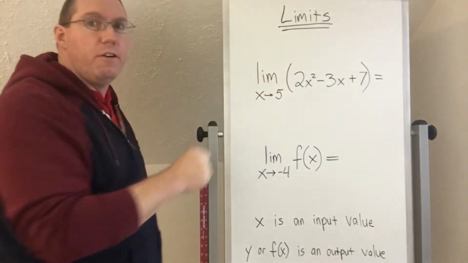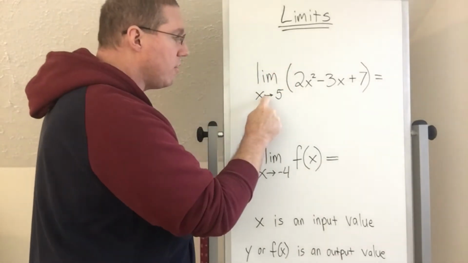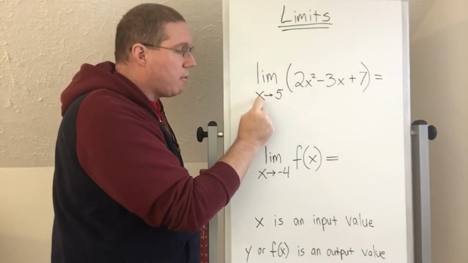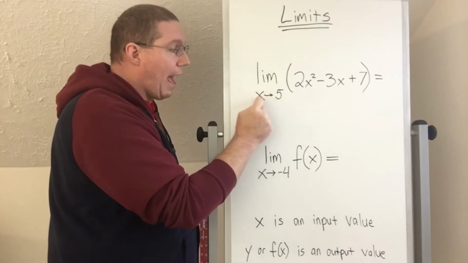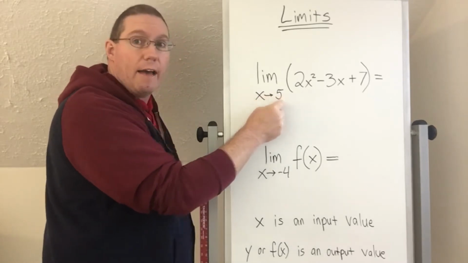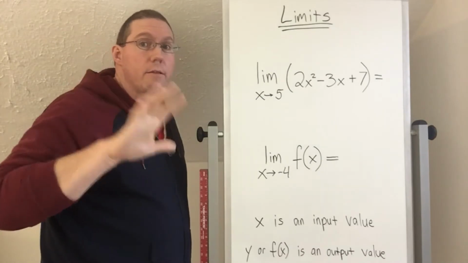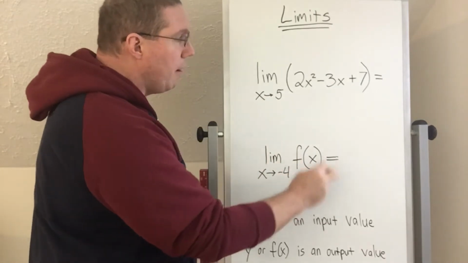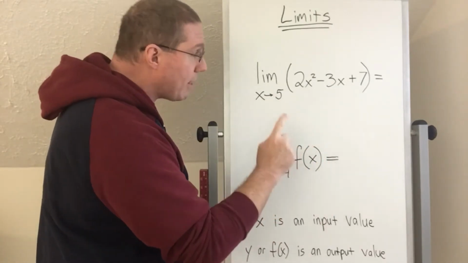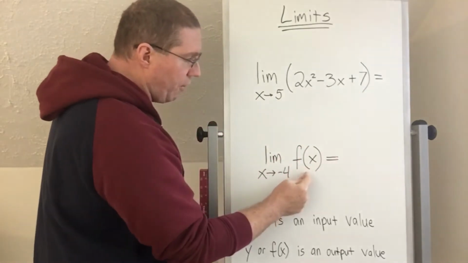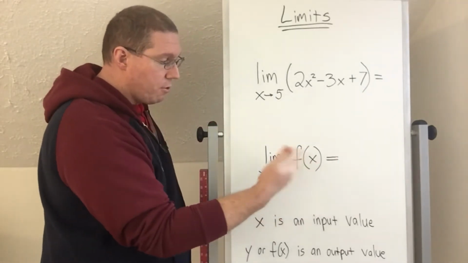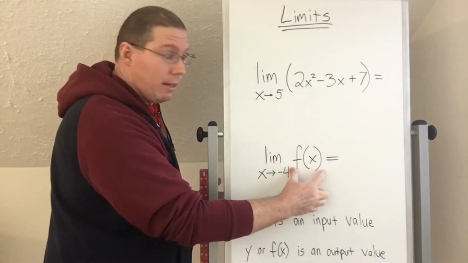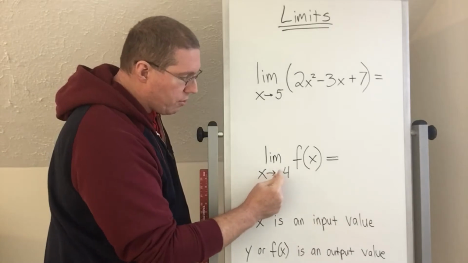And probably the most confusing part of this entire thing is this arrow right here, this x arrow 5. The way we're going to say that is x approaches 5, or as x is approaching 5. We're going to talk about what approaching means in just a couple minutes, okay? All right, so let's look at this one. This is another limit problem, but instead of specifying the analytic expression of the function, we're just going to say f of x, okay? So this is going to say, what is the limit of the function f of x as x approaches negative 4, okay?